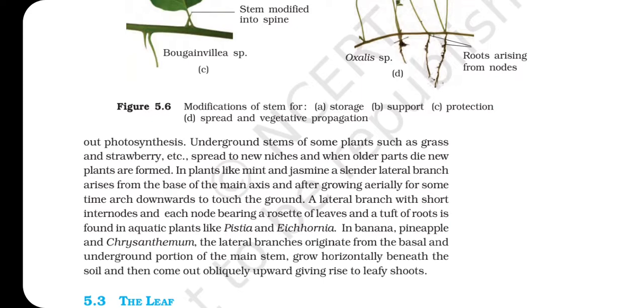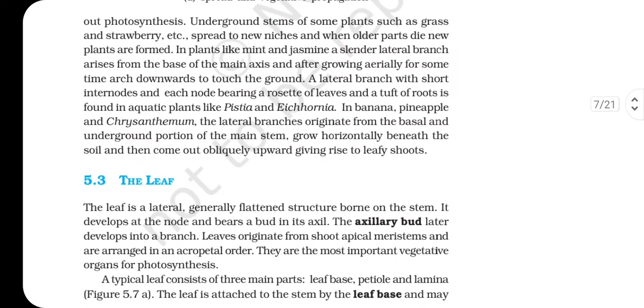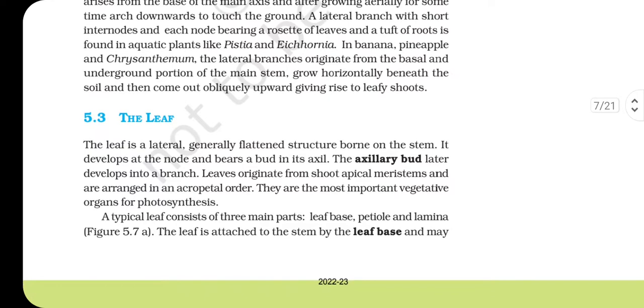A lateral branch with short internodes and each node bearing a rosette of leaves and a tuft of roots is found in aquatic plants like Pistia and Eichhornia. In banana, pineapple, and chrysanthemum, the lateral branches originate from the basal and underground portion of the main stem, grow horizontally beneath the soil, and then come out obliquely upward, giving rise to leafy shoots.